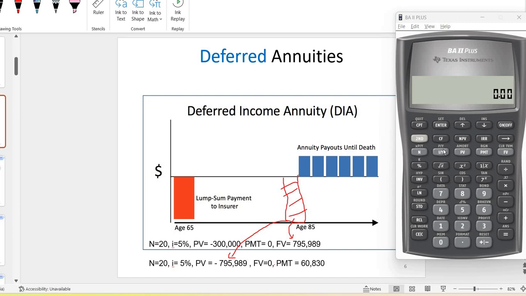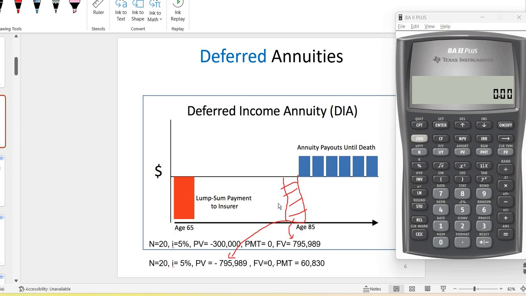For this case, we calculate the deferred annuity, right? The payment comes from age 65, where we get a lump sum payment. So we have a 20-year accumulation period to get one big amount. This big amount is actually about 700,000 plus, from a 300,000 initial investment to this deferred income annuity scheme.